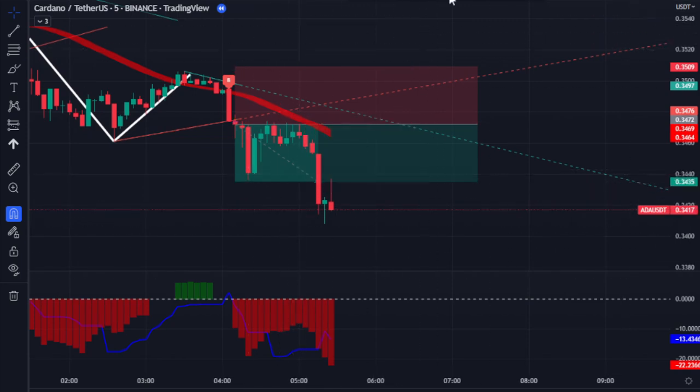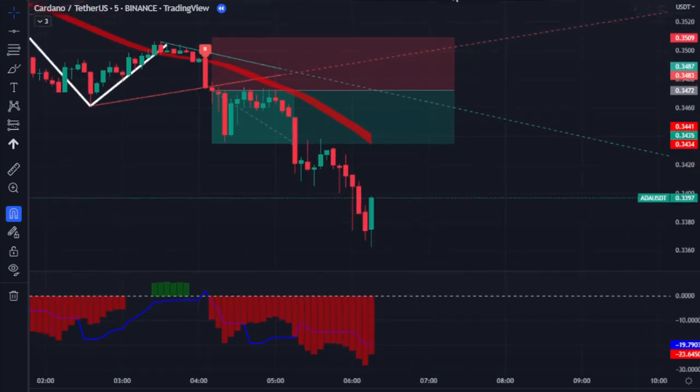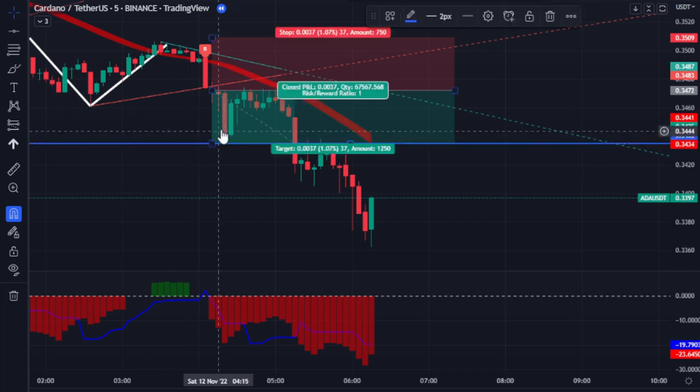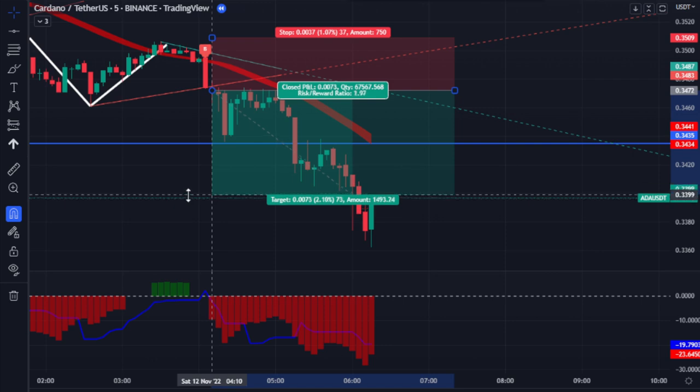We see that it reached the risk-reward ratio 1-to-1. So we move the stop loss to the entry price. Now we see that it reached the risk-reward ratio 1-to-2. So we move the stop loss to the risk-reward ratio 1-to-1 of our take profit.